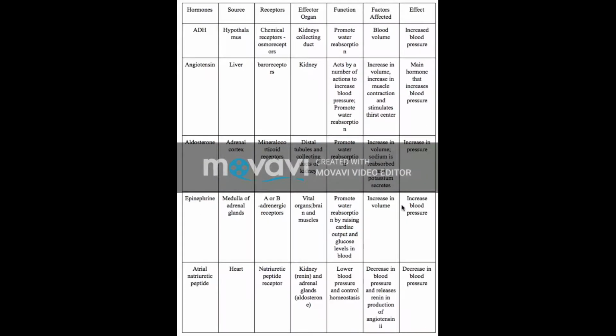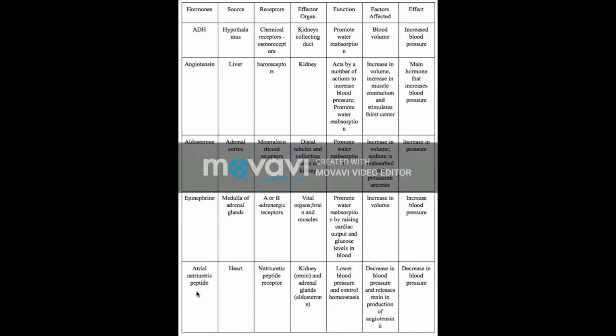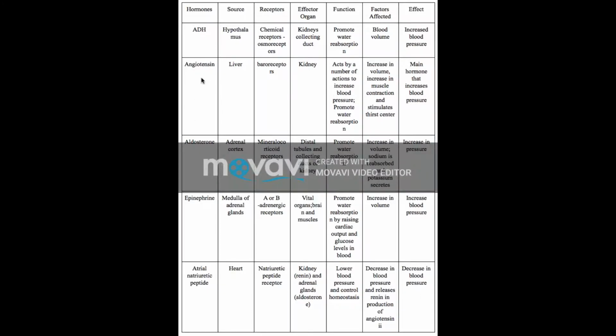But there is one hormone that decreases blood pressure, and this is atrial natriuretic peptide. It stimulates atrial myocytes to secrete atrial natriuretic peptide, which can cause a decrease in blood pressure, or inhibit the release of renin, which produces angiotensin 2.